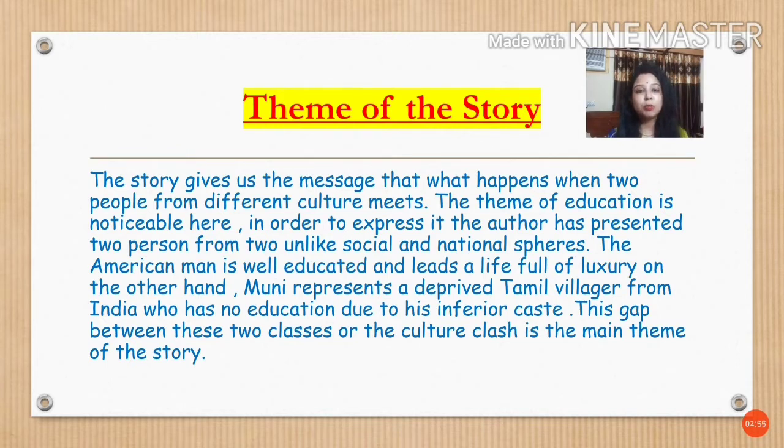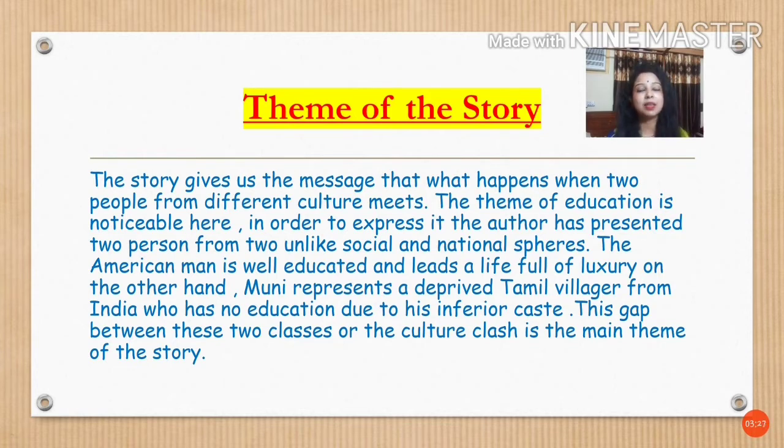caste. So the two people who are involved in this story are, one the American man and the other Muni. Now see the social difference between these two people. The American man is rich, well educated and lives a life full of luxury, whereas Muni is a poor Tamil villager who is deprived of education because of his inferior caste. So there is a huge difference between their social and national sphere and also their educational level. The gap between these two classes or the culture clash is the main theme of the story.